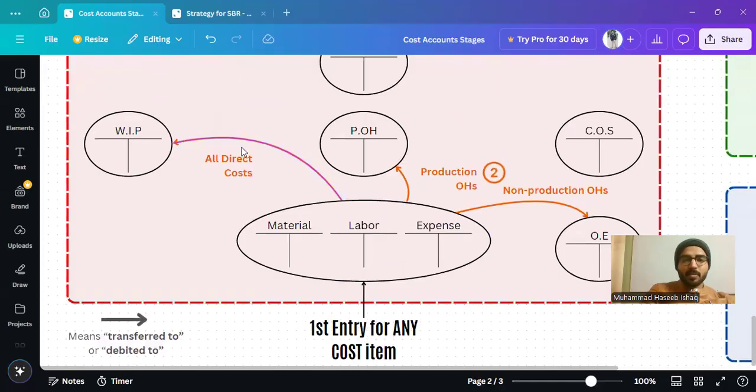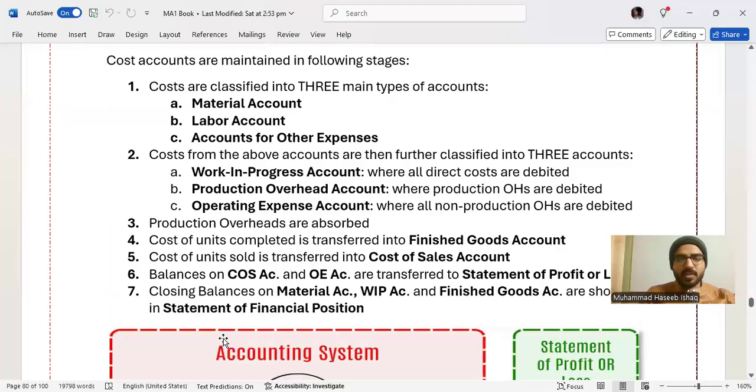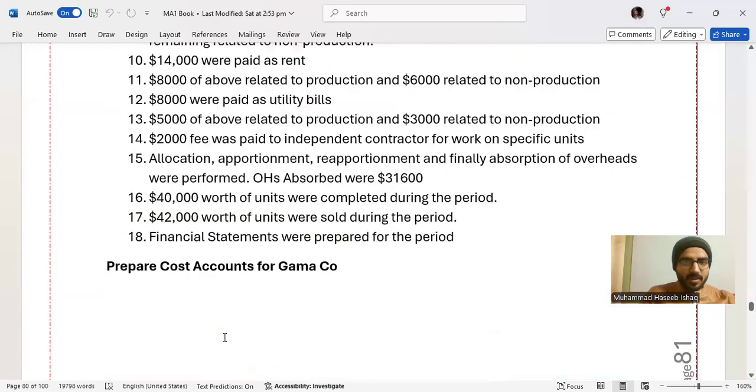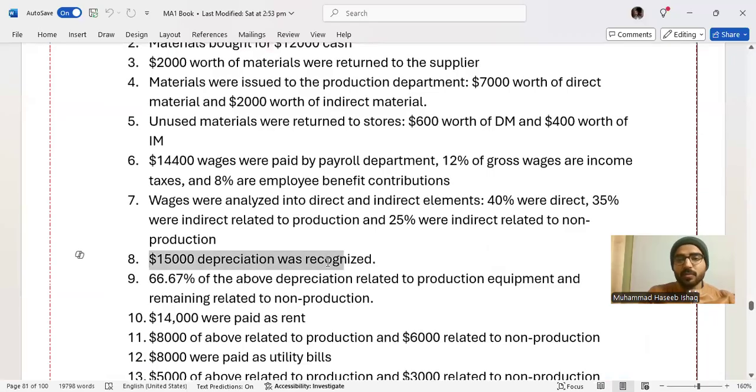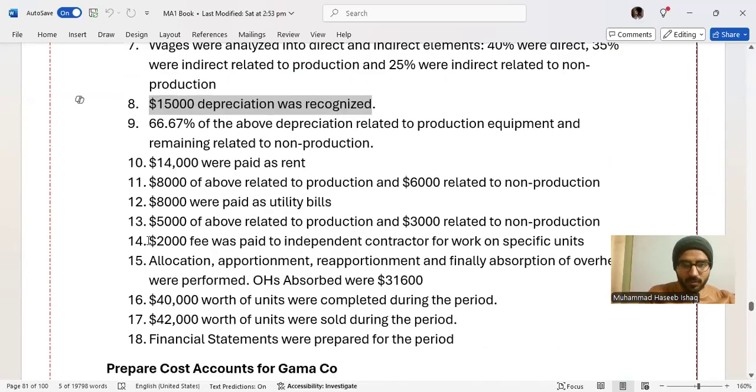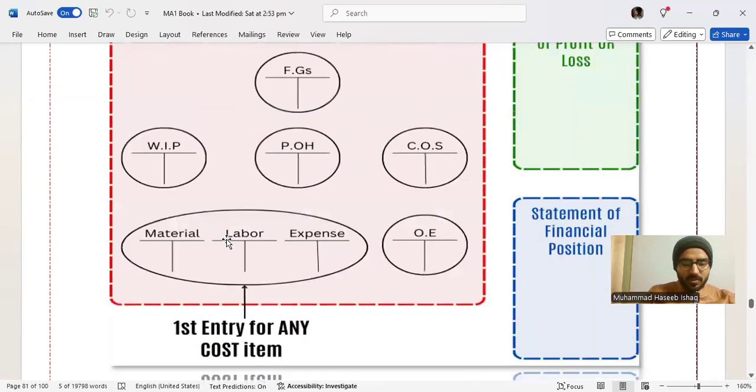So for example, all the direct costs are being transferred to or debited to work in progress account. So you will be seeing that for all the direct cost items, you will do this. For most of the other transactions, I think till transaction 8, we are related to this stage. Even the 10th transaction is also related to this second stage. So yeah, let's just do it.